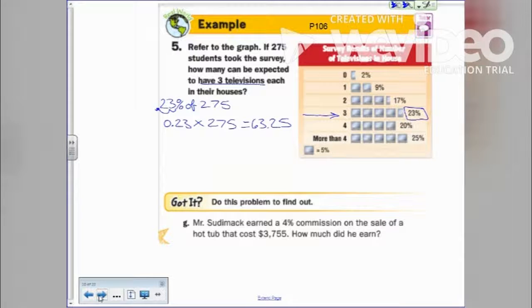I get 63.25. Well, we're looking for the number of students, so we can't have a 0.25 student. So the question is, is this going to be 63 or 64? Well, since this is not a case where we have to go up, and 2 is less than 5, this would be about 63 students.